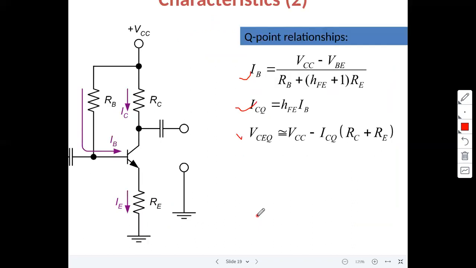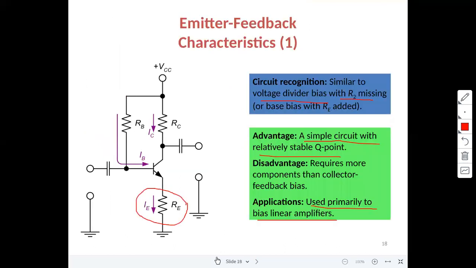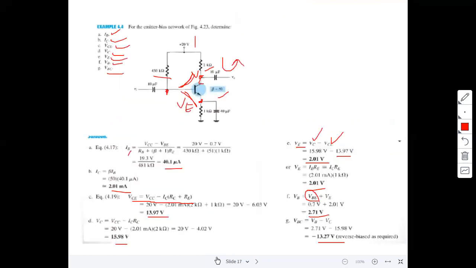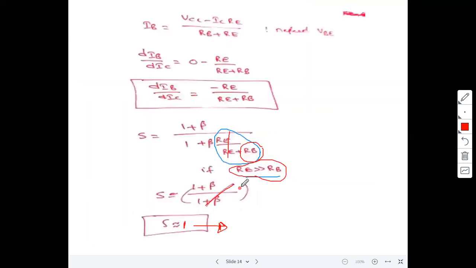Compared to the fixed bias circuit, the main advantage of emitter bias is that it provides a stable Q point. Why? Because already we derived the stability factor. If the condition is achieved, what is the condition here? This is the condition. If we design a circuit such that RE is very much greater than RB, then only stability increases. Remember, this is the condition: RE very much greater than RB.